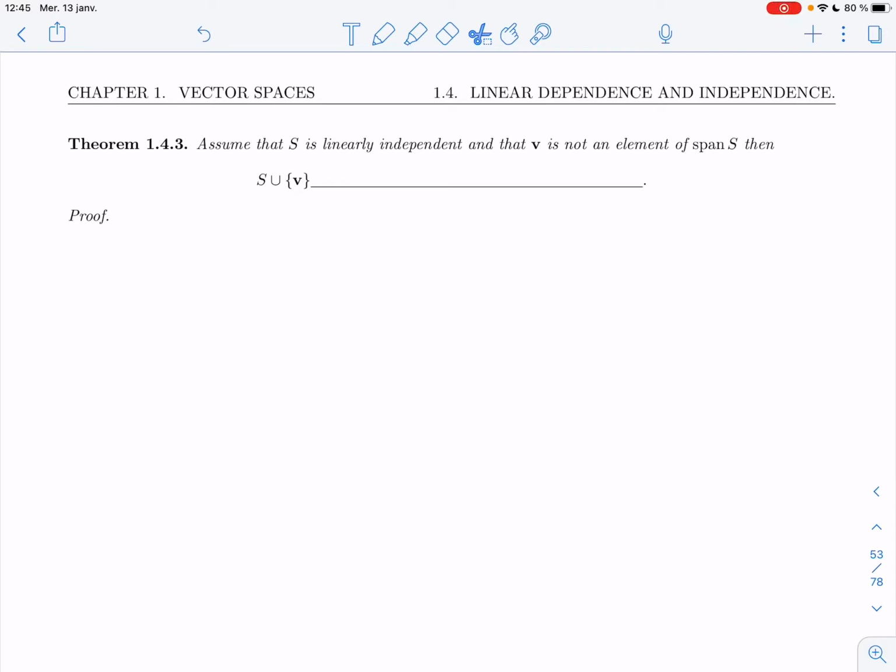All right, welcome back. We'll prove theorem 1.4.3 and we'll state it first. Assume that S is linearly independent and that V is not an element of span of S, then I claim that S union V is also linearly independent.